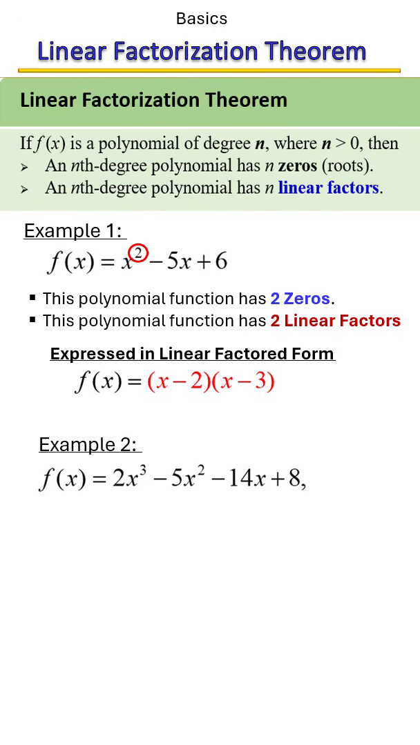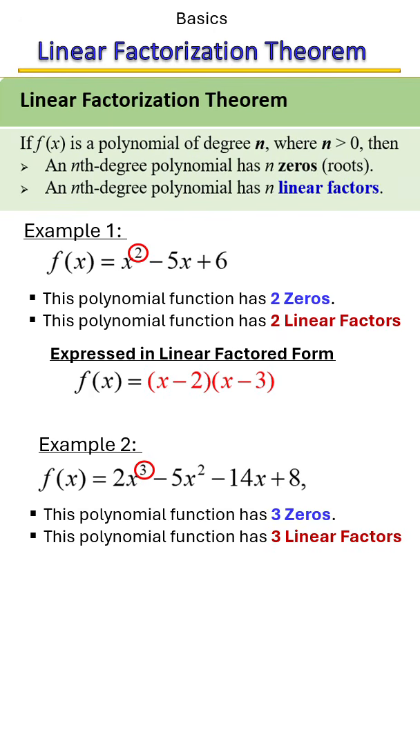Let's do another example. So as we can see, out of all the degrees, the highest degree is a 3. This is a third degree polynomial, which means I'm going to have 3 zeros and 3 linear factors.